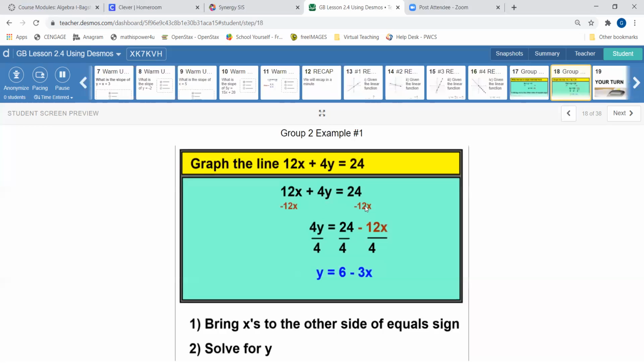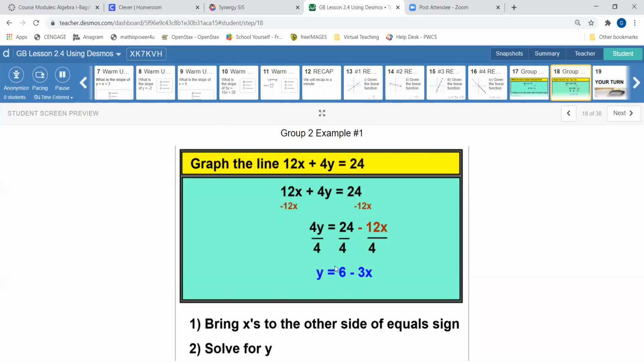just be careful here. 24 minus 12x is not 12x. It's just 24 minus 12x. It's kind of a trick question. You can't simplify because one's a number and one is an x. And then divide by 4, because that's the opposite of times by 4, and do it for each of the terms. So 24 divided by 4 is 6, and negative 12 divided by 4 is negative 3.